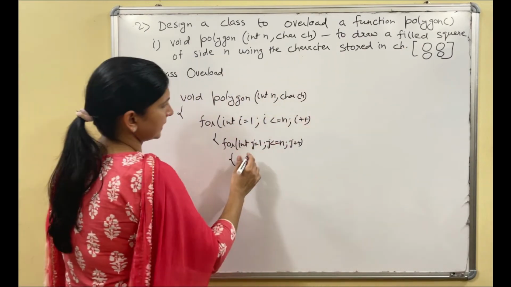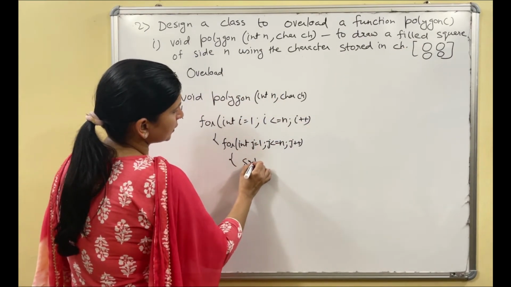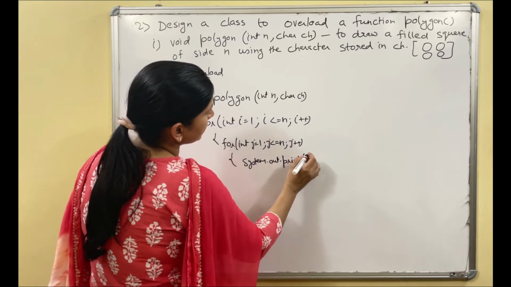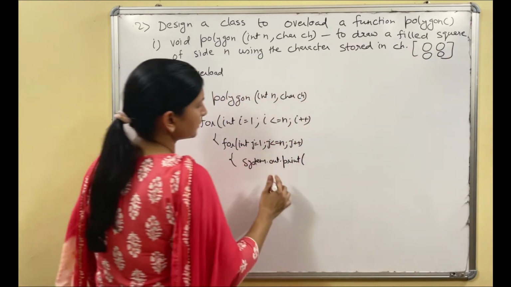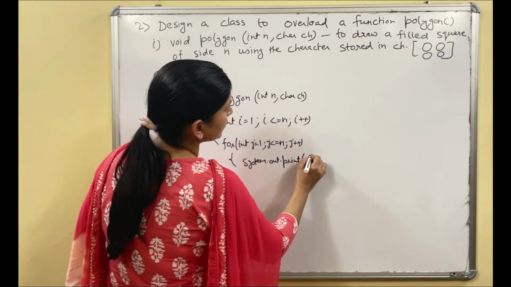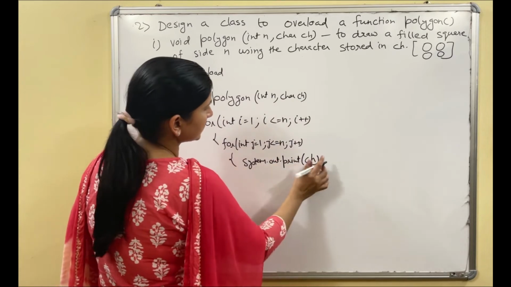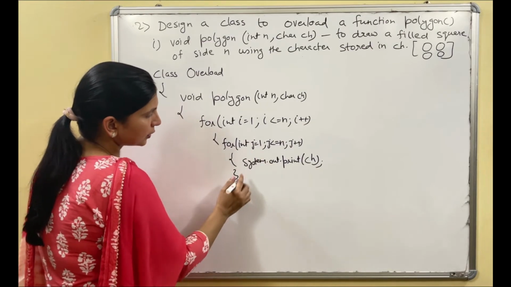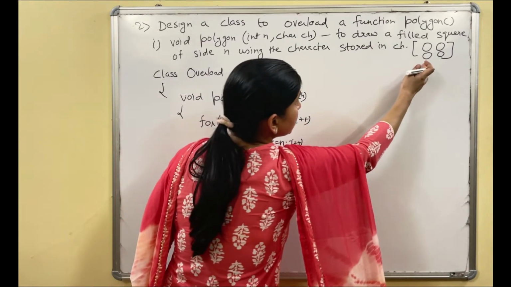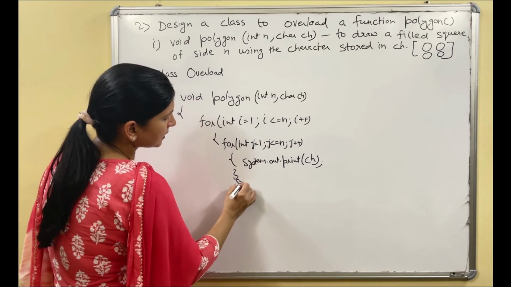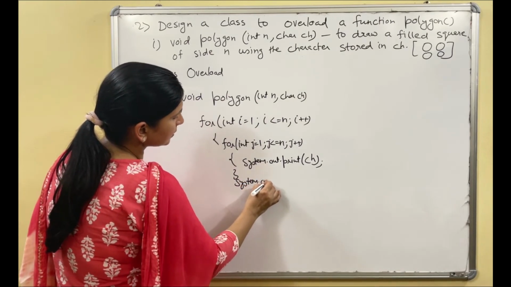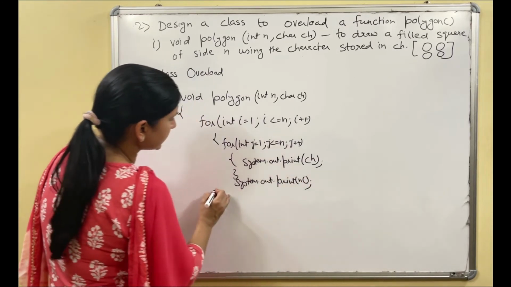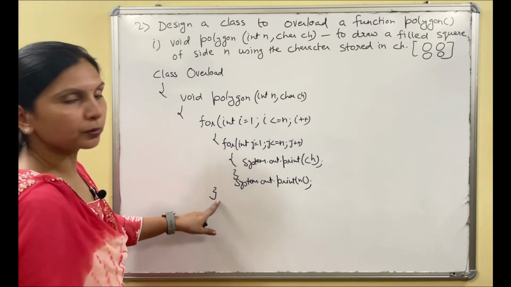Then what do we have to display? We have to display the character. System.out.print, not println, because we are displaying in the same row. System.out.print, what is the character? ch over here, so we will display ch. After completing the inner loop, when it comes out, the cursor should come to the next line, and to bring the cursor to the next line, we will use System.out.println. Then the outer loop closes.